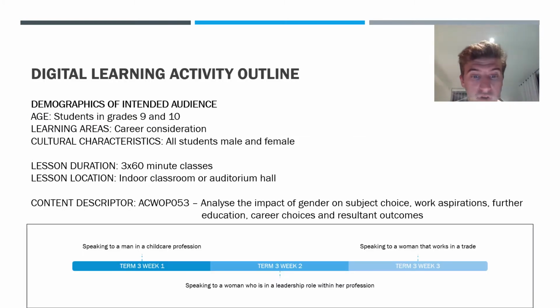Some basic information regarding the DLA before we begin. Demographics of the intended audience. This particular DLA will be aimed towards students in grade 9 and 10 as they begin to select their senior year electives and consider life after school. This learning activity will most likely be placed within an English unit or completed in a separate class time, as this regards their future study and careers as opposed to any one subject. And this will also be aimed at both male and female students across the entire DLA.